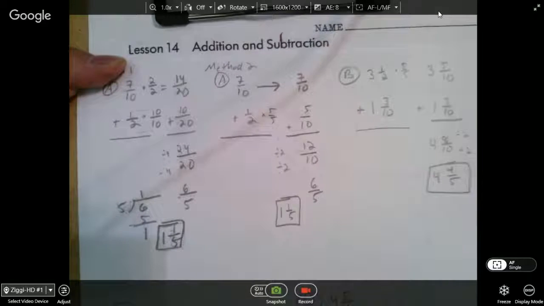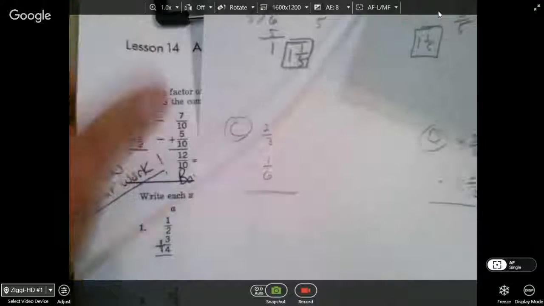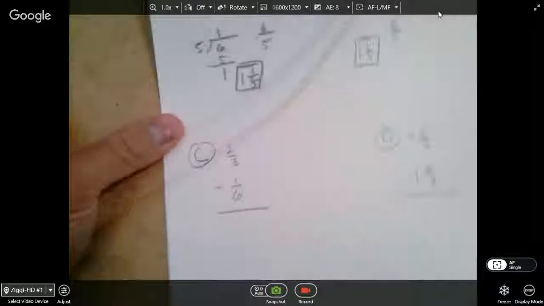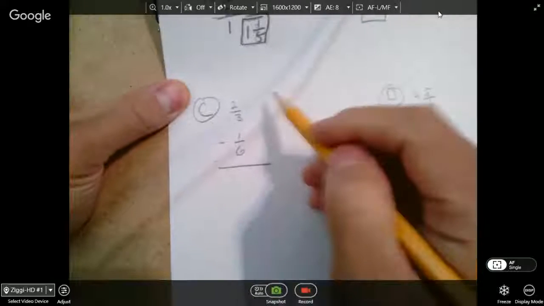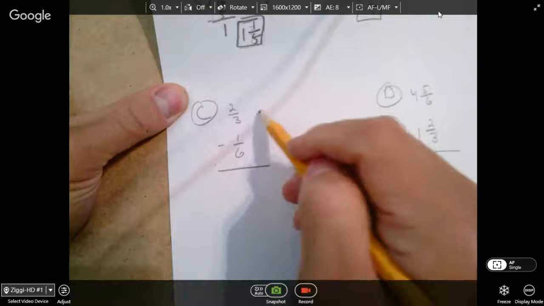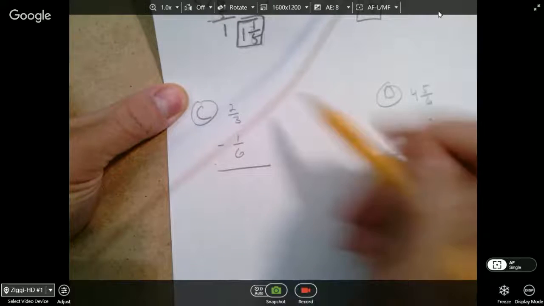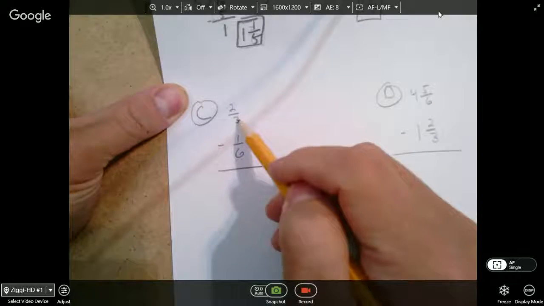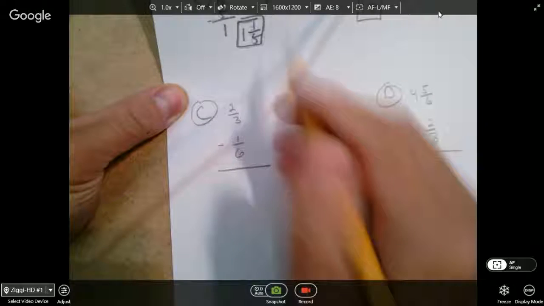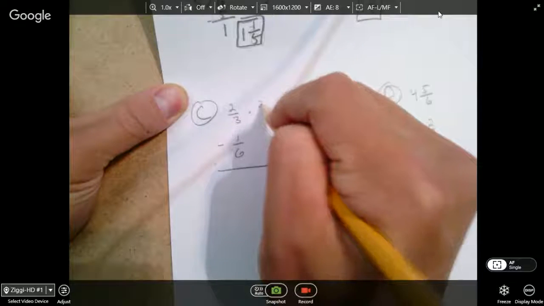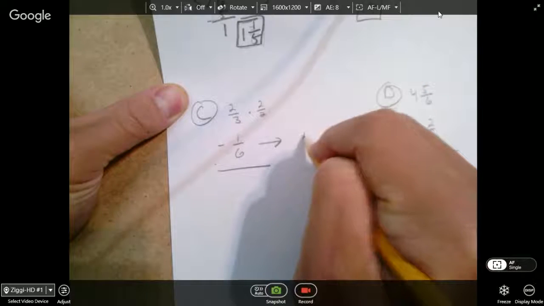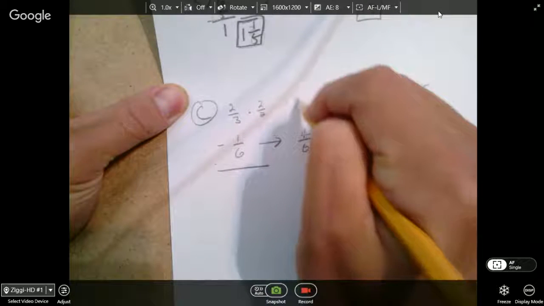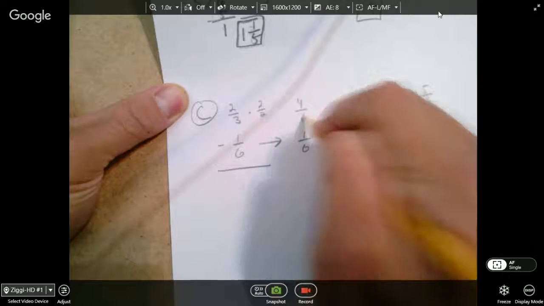Let's take a look at some subtraction. So for subtraction, 2/3 minus 1/6. So again, you could do times 6 over 6 times 3 over 3, but let's save ourselves a little bit of time. 3 times 2 gives me 6. Okay, so I'm going to multiply by 2 over 2. And this one I will keep exactly the same. 2 times 2 is 4. 3 times 2 is 6.